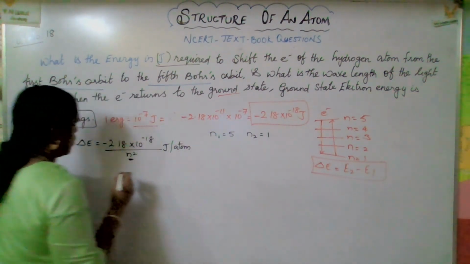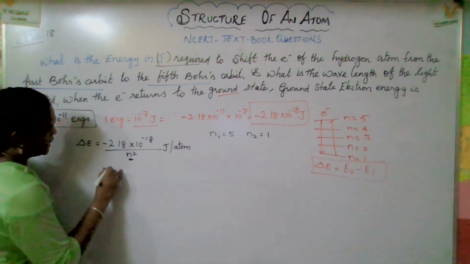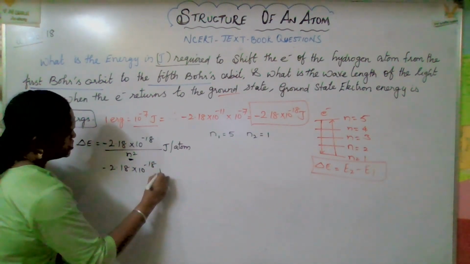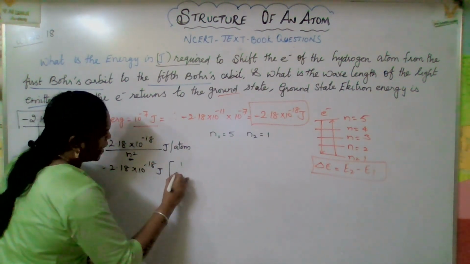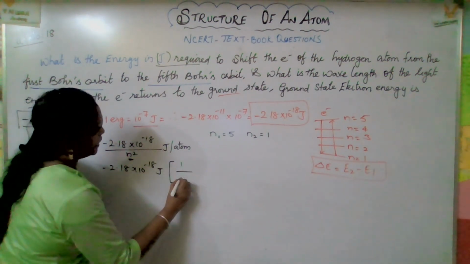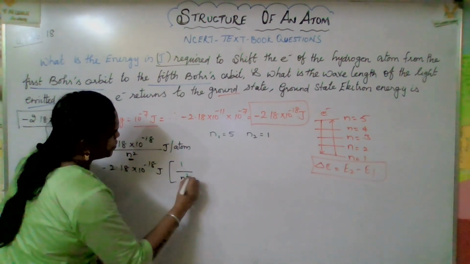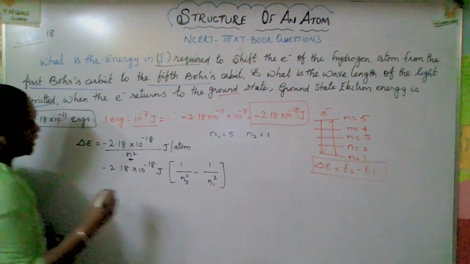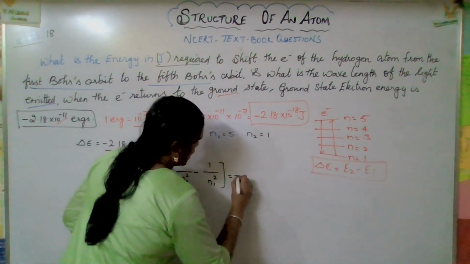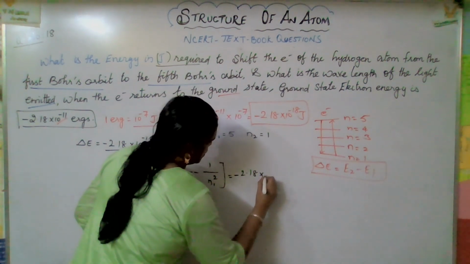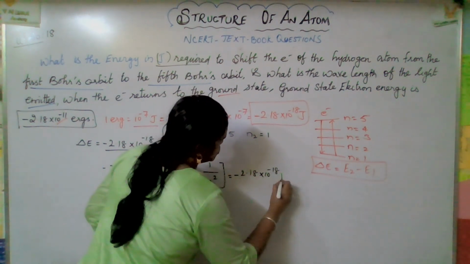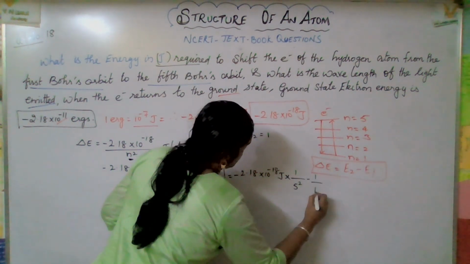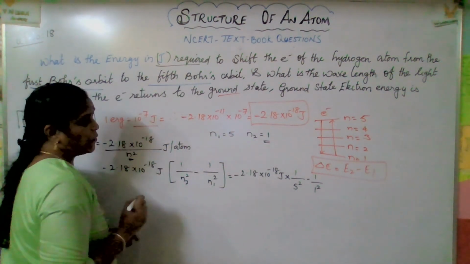So here, how to write that? Here, minus 2.18 into 10 to the power of minus 18 joule into 1 by n2 squared minus 1 by n1 squared. Okay, now you can apply the value here. Minus 2.18 into 10 to the power of minus 18 joule into 1 by 5 squared minus 1 by 1 squared. Here, 1 by 1 squared.